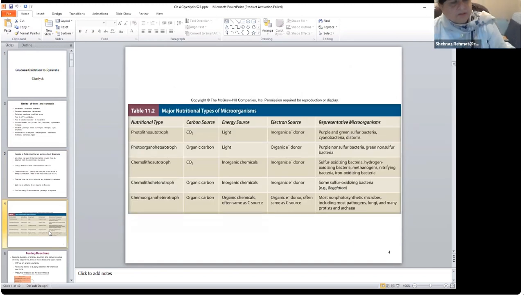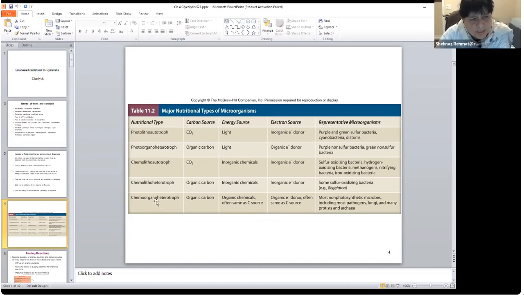So let's look at the major nutritional types of microorganisms. We've discussed this before, that based on their carbon source, their energy source, and their electron source, they have different names. So we have photolithoautotrophs that use carbon dioxide as their carbon source, light as their energy source, and inorganic electron donors. And these will be a special group of bacteria that we'll come to now. Purple and green sulfur bacteria, cyanobacteria, and diatoms belong to this category, and so on.